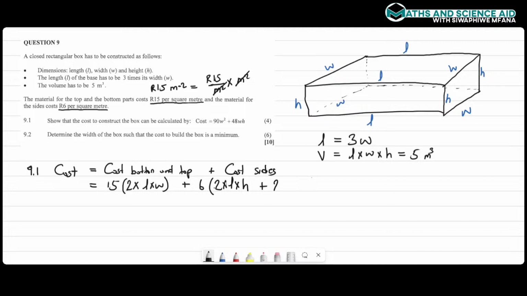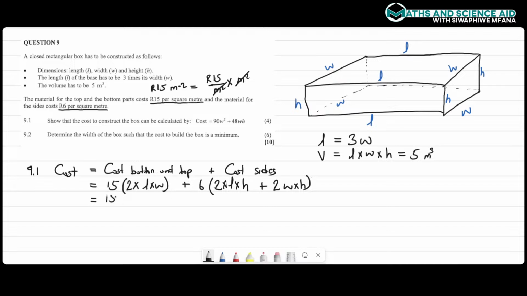The other 2 sides, we've got 2 of them, and their area will be the width multiplied by the height. Okay, so now at this point, this is what we have. Now remember the information we were given. They were given that L equals 3 times the width.